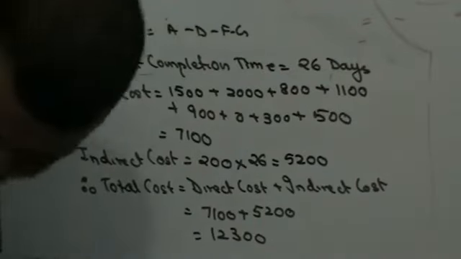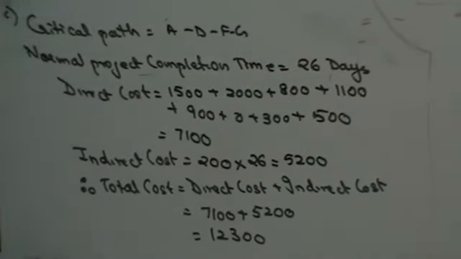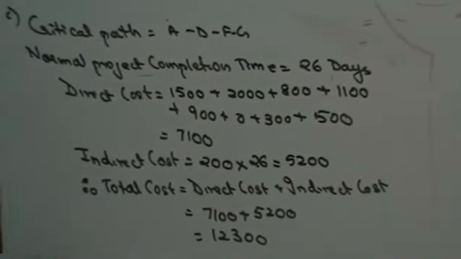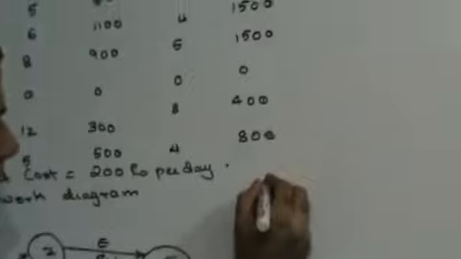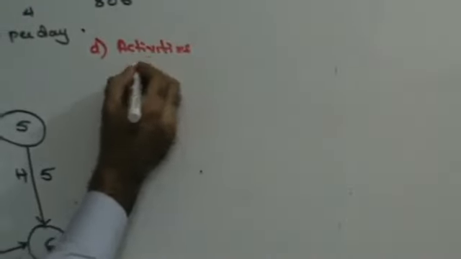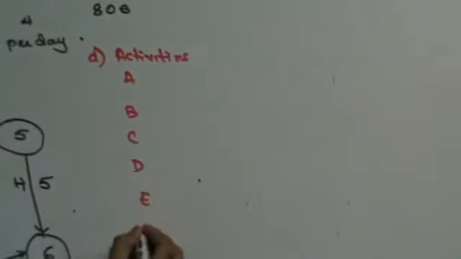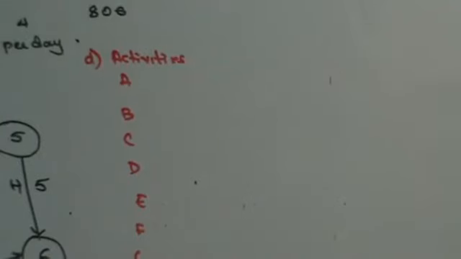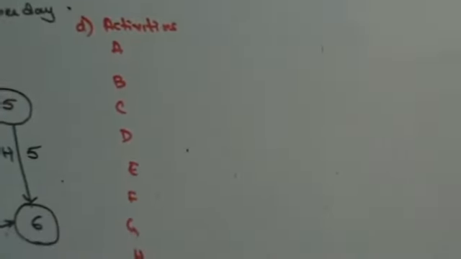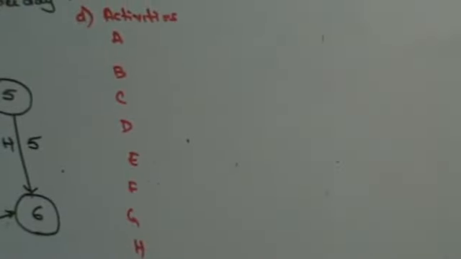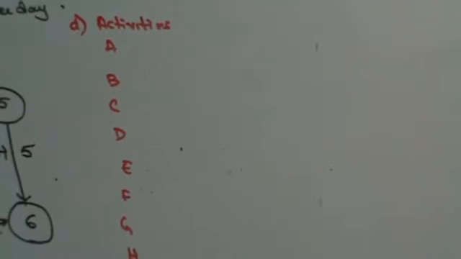Right? For crashing, the first thing I need to do is make a rank table. So let's write the activities down. I'll make the table here. You have activities A, B, C, D, E, F, G, H. These are my activities, right? Now, once I have the activities, the next thing I need to find out is the maximum crashable limit.